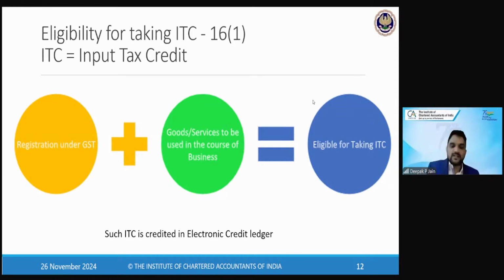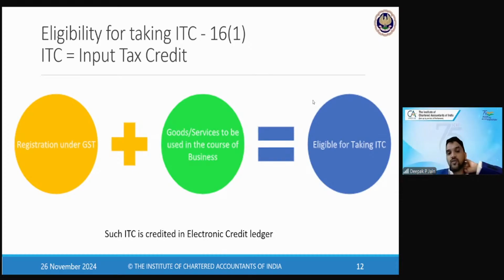You have bought something. Okay, you bought some raw material. Now you liked it and you have taken it to your house. So it is not for business purpose, it's for personal purpose. On that, credit has to be reversed. But if you use it for business purposes and if there is no sale, still such credit can be claimed. Okay, so credit can be claimed.